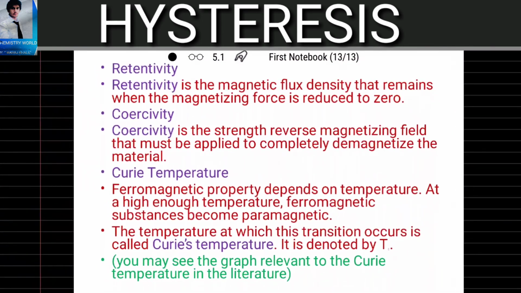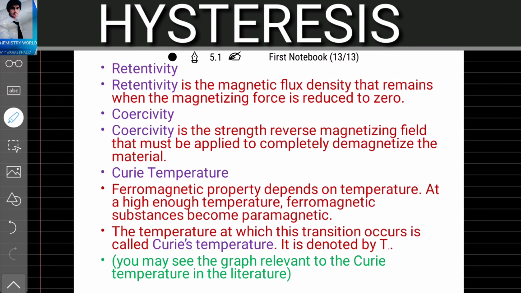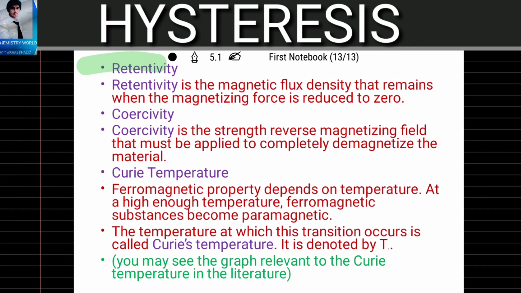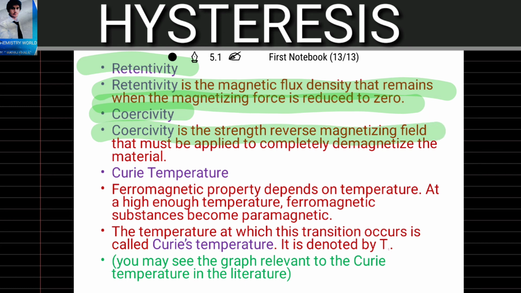Here are some terms that we have to understand. Retentivity: retentivity is the magnetic flux density that remains when the magnetizing force is reduced to zero. Coercivity: coercivity is the strength of the reverse magnetizing field that must be applied to completely demagnetize the material.